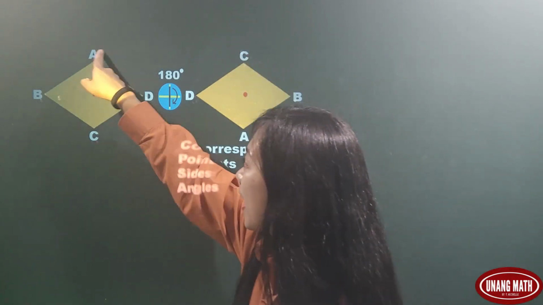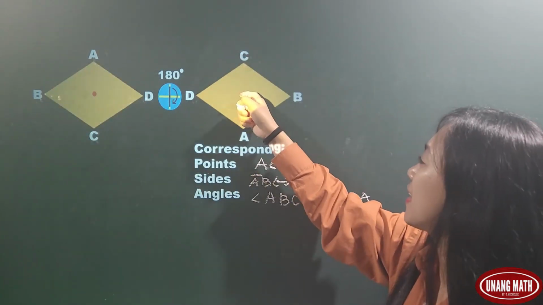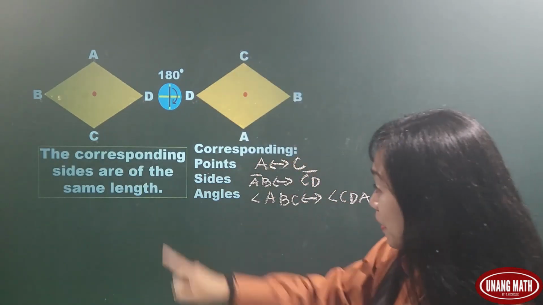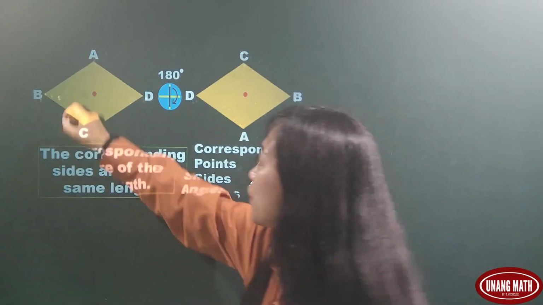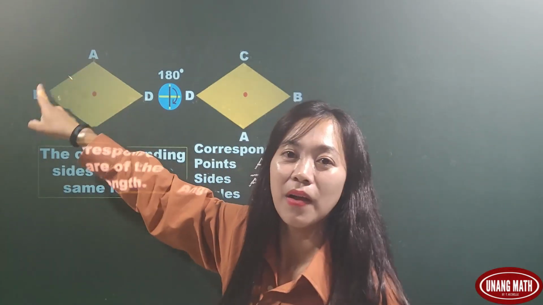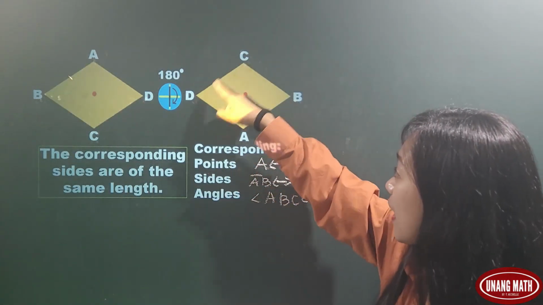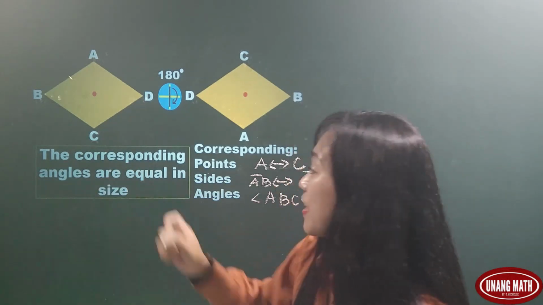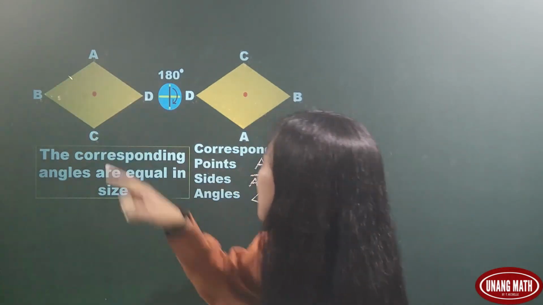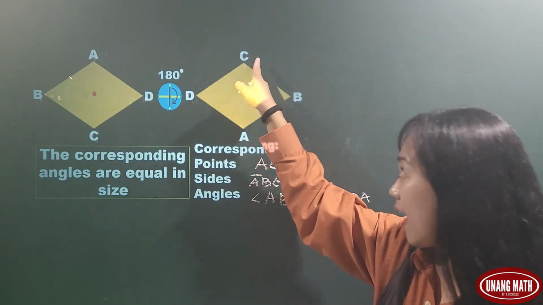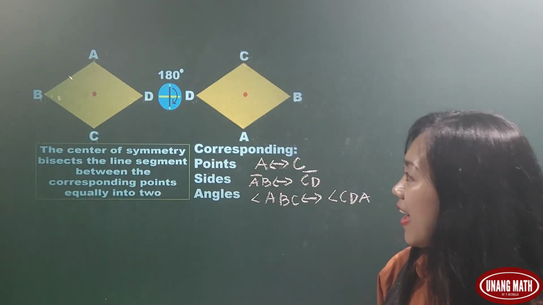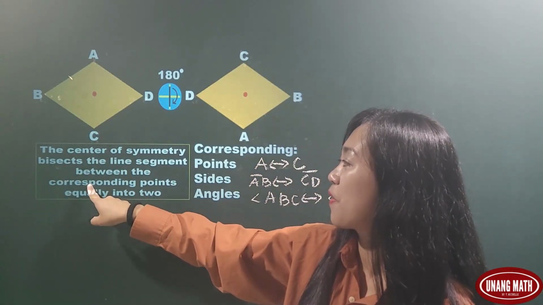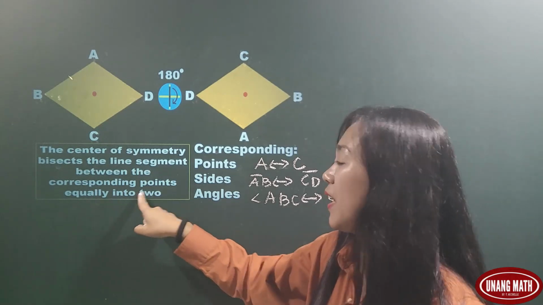At angle DAB, ang katumbas nito sa rotated na figure ay angle BCD. Okay. The corresponding sides are of the same length. So, if AB na side na ito ay 5 centimeters, ibig sabihin ang side na CD ay 5 centimeters din. Okay, the corresponding angles are equal in size. So, angle ABC is equal to angle CDA. And, okay, the center of symmetry bisects the line segment between the corresponding points equally into 2.